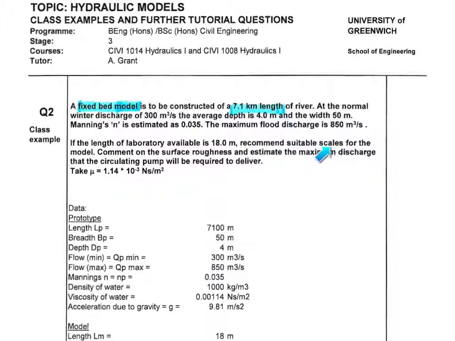Calculating the Reynolds number is the only thing we should be expected to do without being asked. Any of the other model properties we will be asked to do. So, for example, comment on the surface roughness. That basically means calculate the model surface roughness and then say something about how it could be achieved. Estimate the maximum discharge that the pump in the laboratory will be required to deliver. That's just saying find the maximum flow in the model. That would be corresponding to the maximum flow in the prototype.